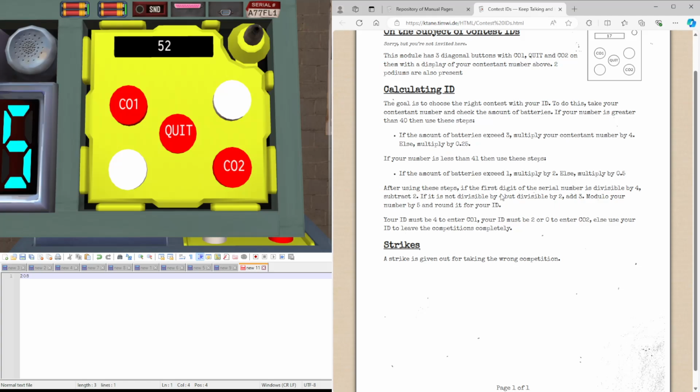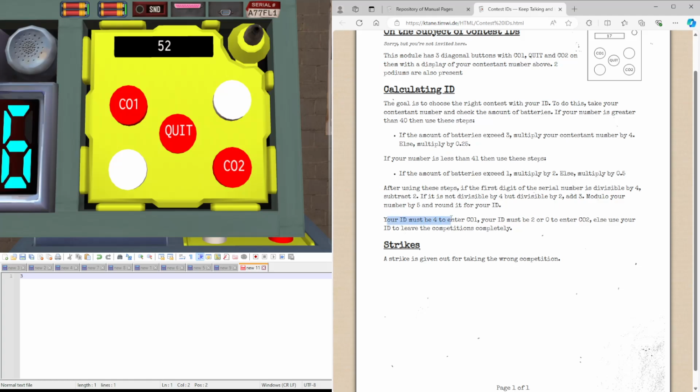And then after these steps, if the first digit of the serial number, that will be a 7 here, is divisible by 4, no. If not divisible by 4, but divisible by 2, which is not either, so we can ignore this, and we just move on to this last bit. Modulo a number by 5, which is 3, and round it for your ID. In the case of multiplied by a quarter or a half, you might get a fractional number.